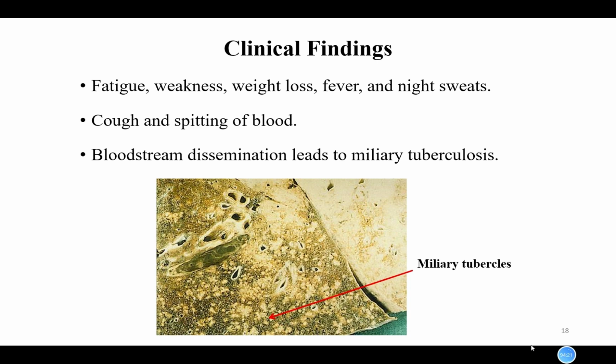And that's why we call tuberculosis the white cancer. And bloodstream dissemination can lead to miliary tuberculosis. Bacteria get into the bloodstream and disseminate to other parts of the body, causing miliary tuberculosis.